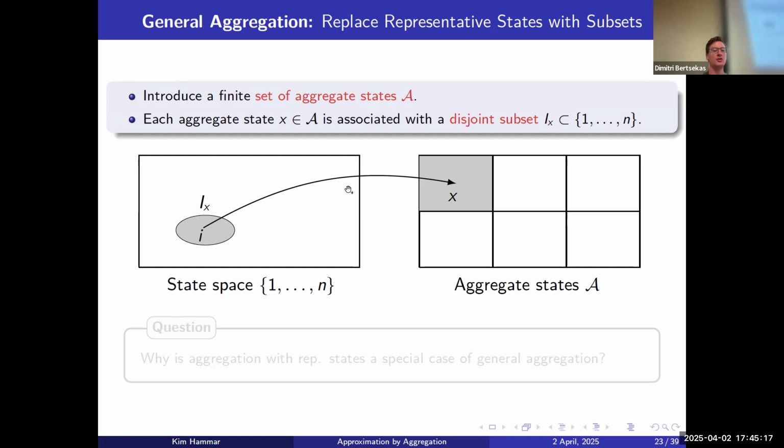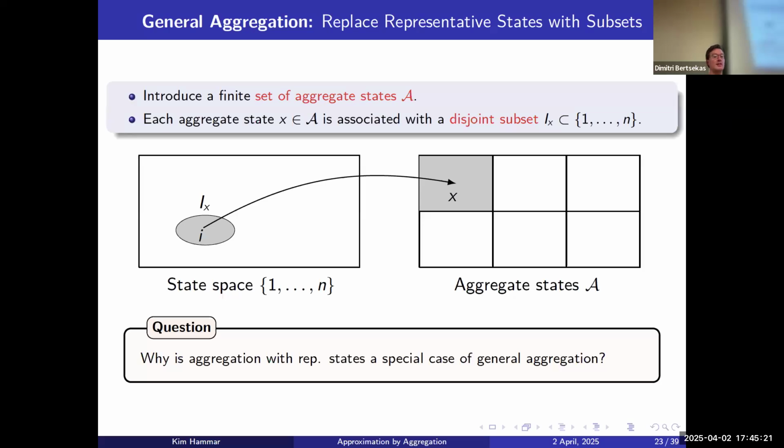And now, just to make sure that you are alert after the break, I have a question for you. Why is aggregation with representative states a special case of general aggregation? The aggregate state may not be in the original state space. So if the original state space is, for example, discrete and the point lies between some of the states, then it's not necessarily going to be a part of the original state space. No, for the representative state, it will always be part of it. So that's not the case. There's another reason.